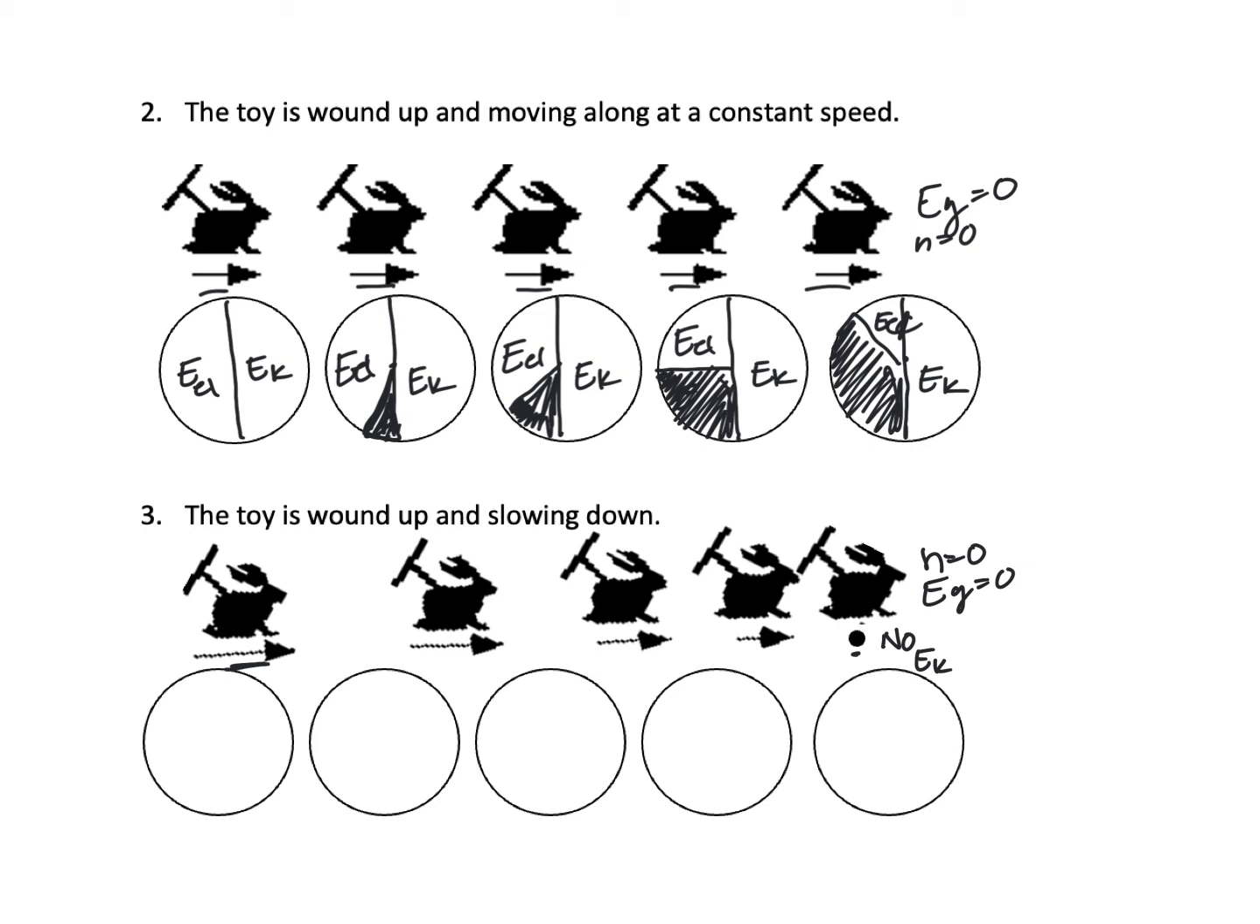So it's moving here, so I will give it kinetic energy, and it's also going to be wound up probably still, so we'll give it some elastic energy. And then as it moves, my kinetic energy is going to get smaller because my arrow is smaller right here. So that means it has less kinetic energy.